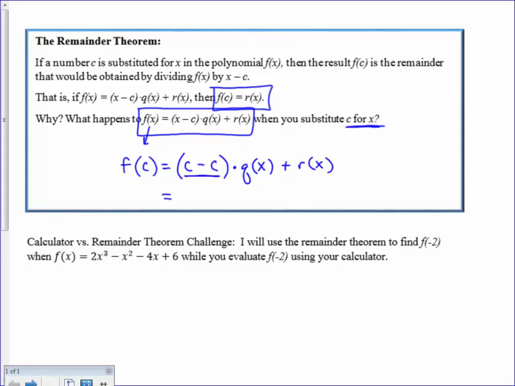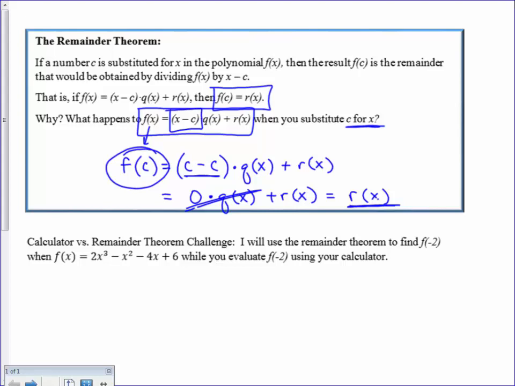C minus c is how much? 0. 0 times the quotient plus the remainder is how much? This is 0, and so what I'm left with is just the remainder, basically showing that f of c always equals the remainder when you divide by x minus c.